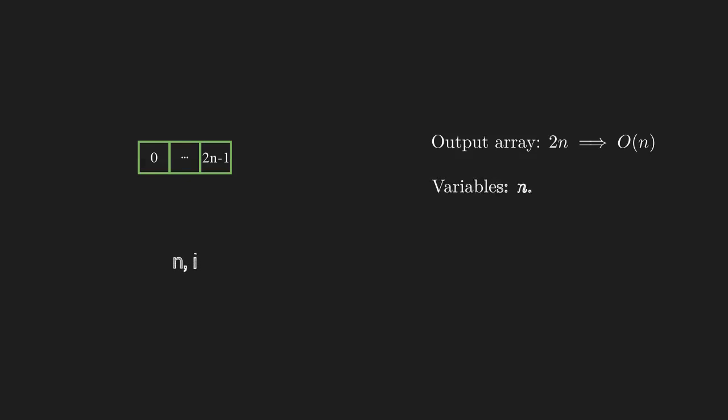The returned array contains 2n elements, so the output itself uses big O of n space. Apart from that output, the algorithm stores only n and the loop index I, each requiring constant space. Thus, auxiliary space excluding the required result is big O of 1. Including the returned array, the total additional storage is big O of n.